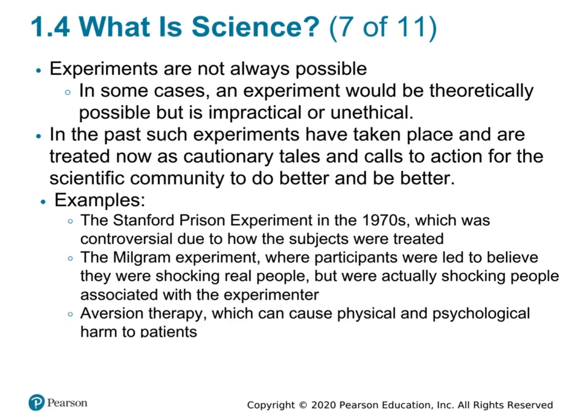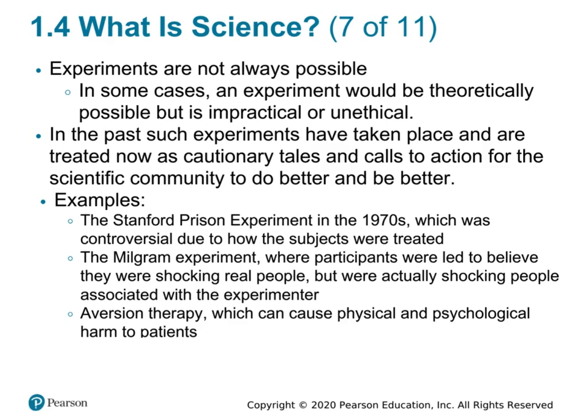So there are some experiments that have also taken place that are now treated as cautionary tales that morally were either ambiguous or wrong, and they created calls to action within the scientific community for scientists to do better and be better. Some examples are the Stanford prison experiment in the 1970s. That was controversial due to how the subjects were treated. The Milgram experiment, where participants were led to believe they were shocking real people, and even though they weren't really shocking real people, they had that expectation, and that wasn't fixed or ever clarified until after the experimentation.